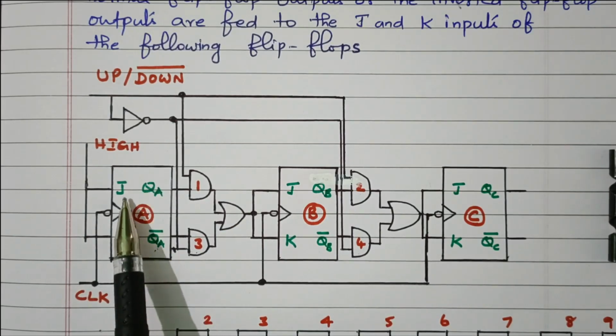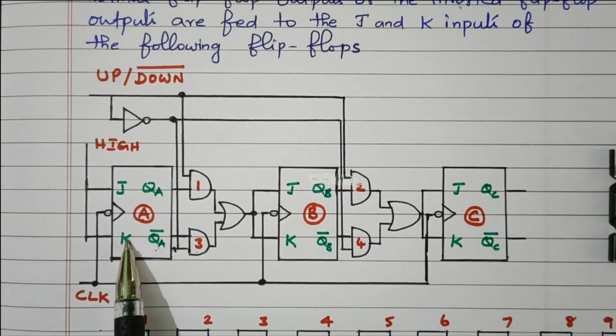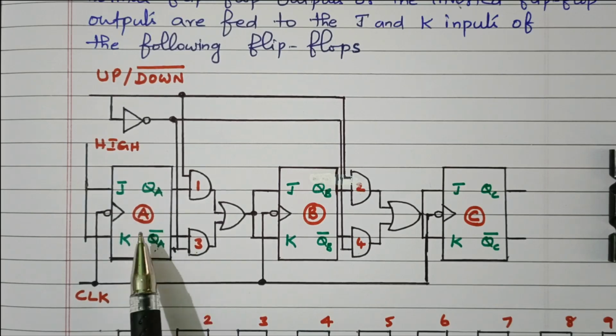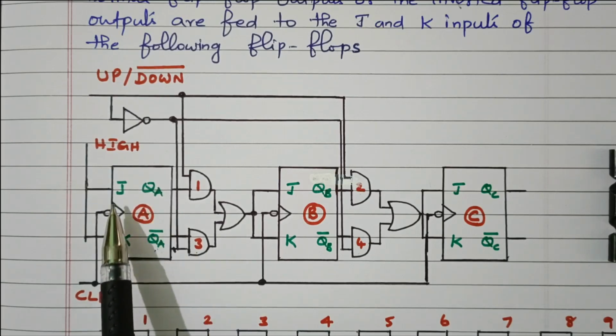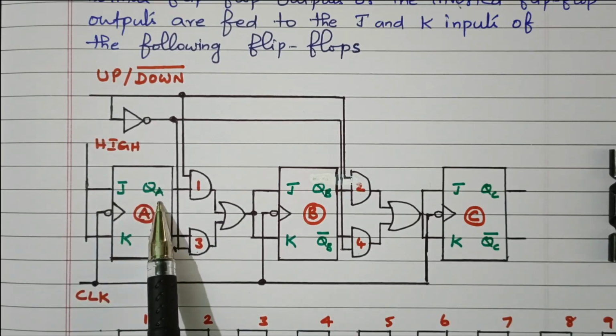The first flip-flop's J and K receive the high signal. Always the input is high for the first flip-flop. In a JK flip-flop, if both the inputs are high, the output toggles. That is the nature of the JK flip-flop. Both inputs 0 means no change. Both inputs 1 means it will toggle. For every clock pulse, it will toggle.